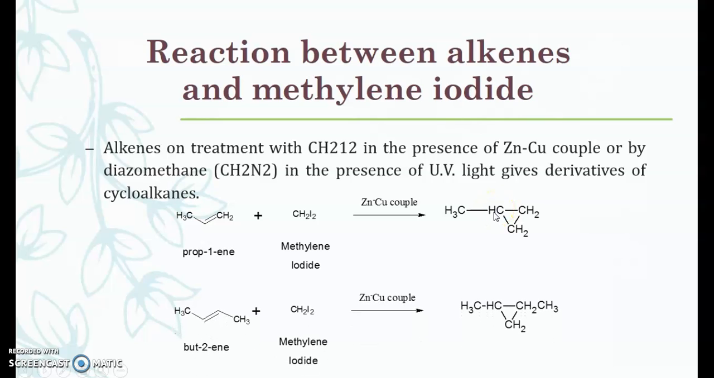Similarly, 2-butene: here butene stands for four carbon atoms, and 2 stands for the double bond present between the second and third carbon atom. This butene on a similar reaction with methylene iodide in presence of zinc and copper leads to the formation of dimethylcyclopropane. In this way we can generate different cycloalkane derivatives by changing the initial alkene that we use.